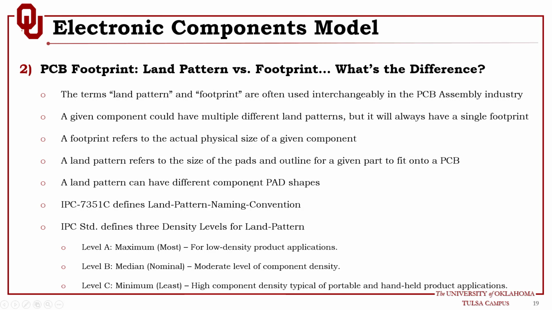And the IPC standards also define three density levels for land patterns. The first one is called level A, which is the maximum or most. Basically you have the biggest recommended land pattern for the pads of a component, and this is only used in low density product applications. The second one is called level B, which is the median or nominal, sometimes called N, normal, which is a moderate level of component density. In this case, the land pattern pads are designed according to the datasheet itself. Level C is the minimum or least, which is used when you have a really high density board, where the land pattern pads are just enough to fit the component soldering joints.